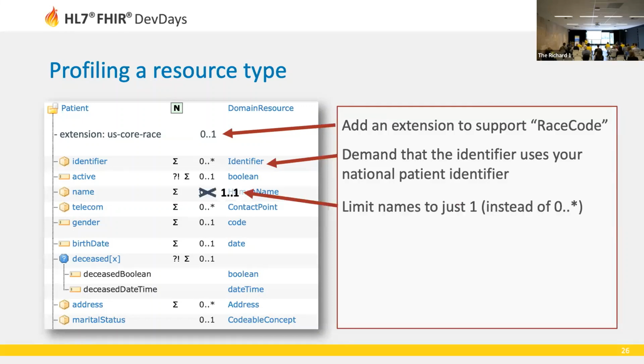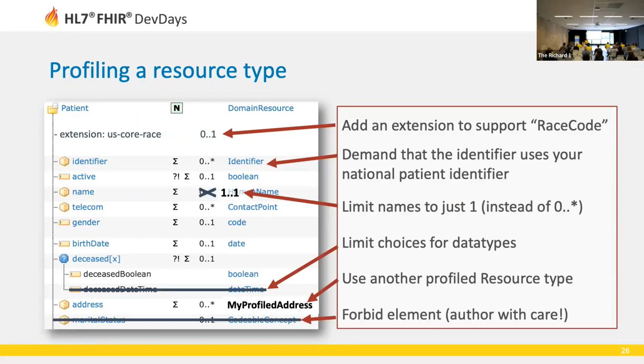We can add extensions, we can limit cardinalities, we can limit the choices for certain choice property fields. We can even forbid elements to be on the data, but we want to author that with care because the more you forbid, the less flexible you will be. And you can also always ignore optional data, right? That's also always a possibility. So my choice would be to ignore incoming data that is not needed for a project, but it's possible to specify that you actually really do not allow that data to be present on the set.